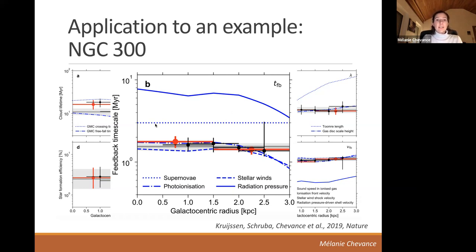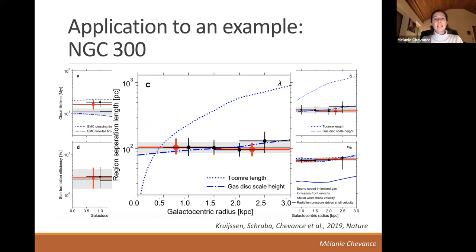The other interesting thing is that the dotted line is the timescale for the first supernova to explode, so about 3 megayears. Here again, it's actually too slow to destroy the clouds. The clouds are already gone by that time, and it's probably because of photoionization and stellar winds. So early feedback mechanisms will destroy the clouds before the first supernova explodes.